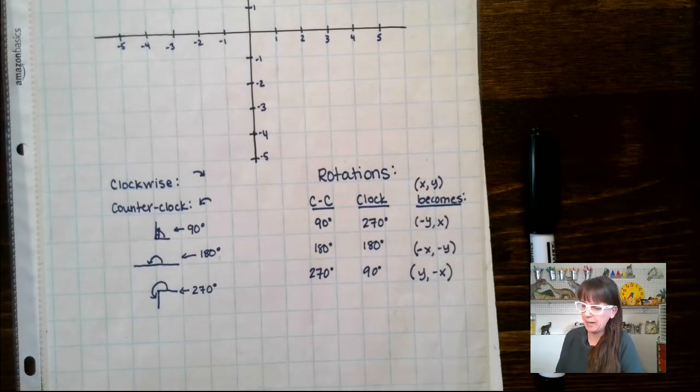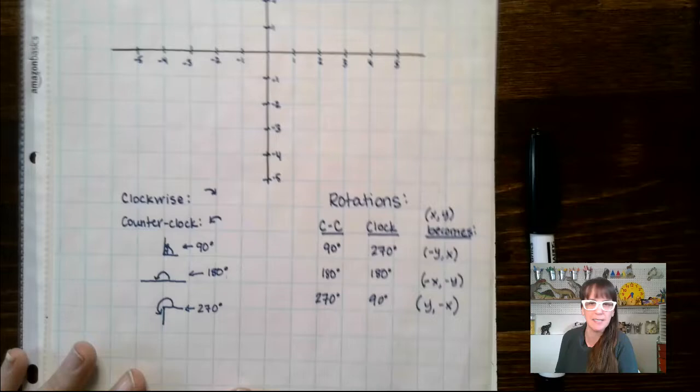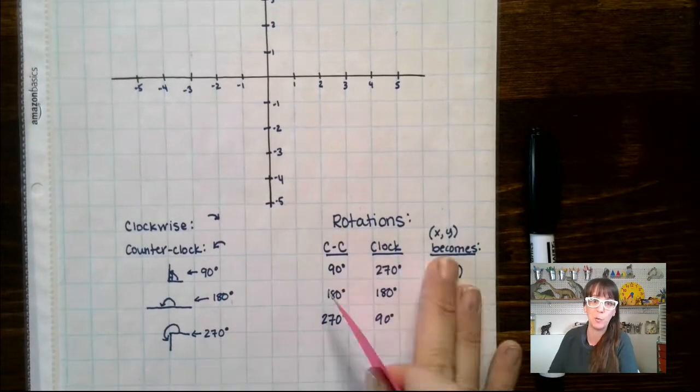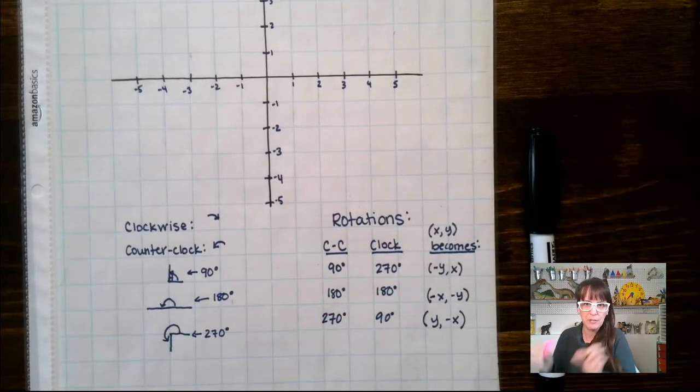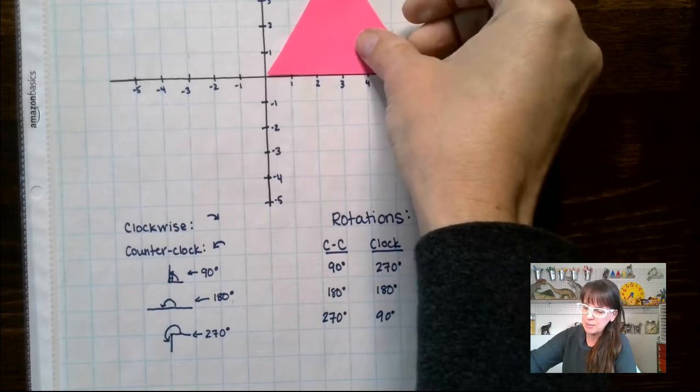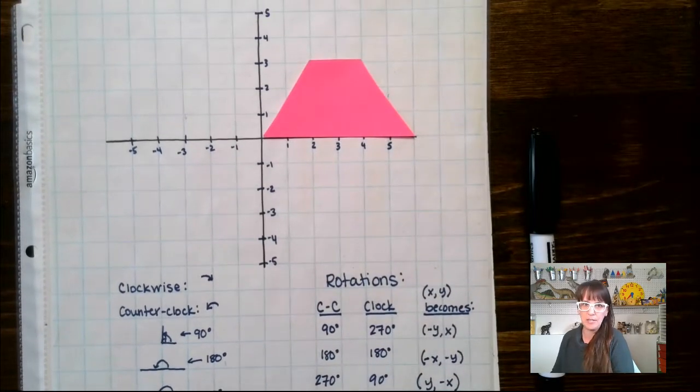I wanna show you first how to visualize this, but I really think that using your points is a lot easier. But let's start by visualizing. First things first, we're gonna take this trapezoid here and I'm gonna put that onto my coordinate plane.